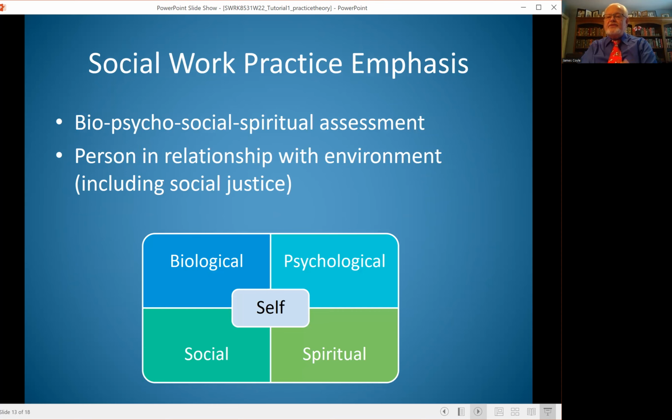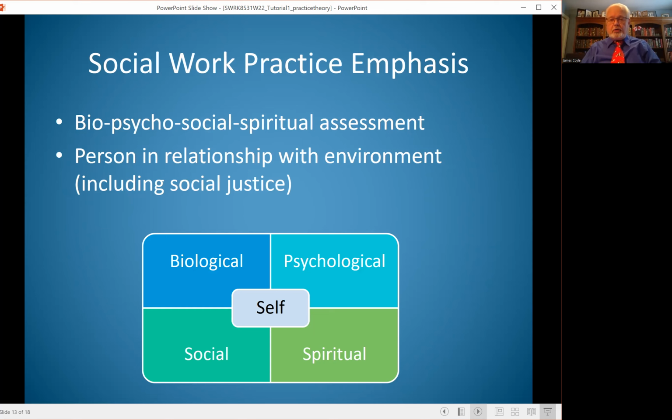Overall, social work practice tends to emphasize a biopsychosocial spiritual assessment. That means that we are looking at the fact that sometimes presenting problems can be influenced by what we've inherited, or our physical being, as well as our psychological aspects, the social aspects with us and people around us, our environment, as well as the spiritual aspect, our belief system, our sense of what is meaning and how we fit in the overall world.